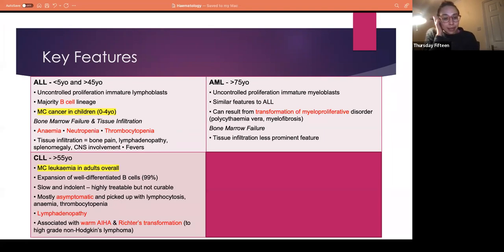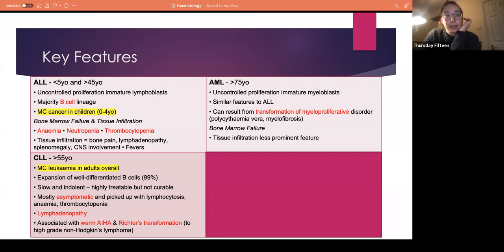They're mostly asymptomatic, and they might be picked up on routine bloods with lymphocytosis, so high lymphocytes, anemia, and thrombocytopenia. They also classically have lymphadenopathy. CLL is also associated with warm autoimmune hemolytic anemia, and something called Richter's transformation, which is when CLL can spontaneously transform to a high-grade non-Hodgkin's lymphoma.